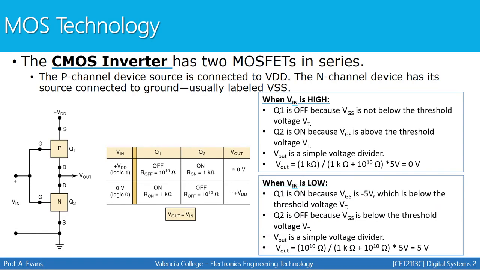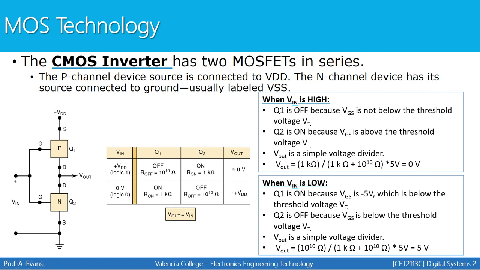Now, if I look at the scenario where Vn is low, Q1 will be on and Q2 will be off. Q1 will be on because you'll have a gate to source voltage which will be negative if you apply a low right here. The gate to the source, because this VDD right here is a positive 5 volts. So if you take the voltage from the gate to the source, that's 0 to your 5 volts. That's a negative bias. And so Q1 will be on, Q2 will be off.